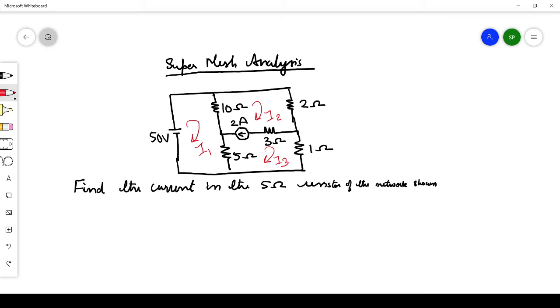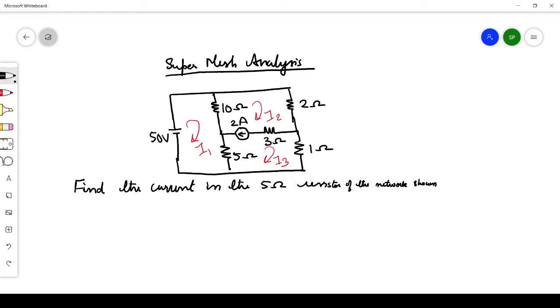When you are solving this electrical network using mesh analysis, you will be applying Kirchhoff's voltage law. What is Kirchhoff's voltage law? It states that the sum of voltages in a closed loop is equal to 0. So here, when you are considering mesh 2 and mesh 3, there is a current source present there, so it creates difficulty in solving the network using mesh analysis. In that case, we will go for supermesh analysis.